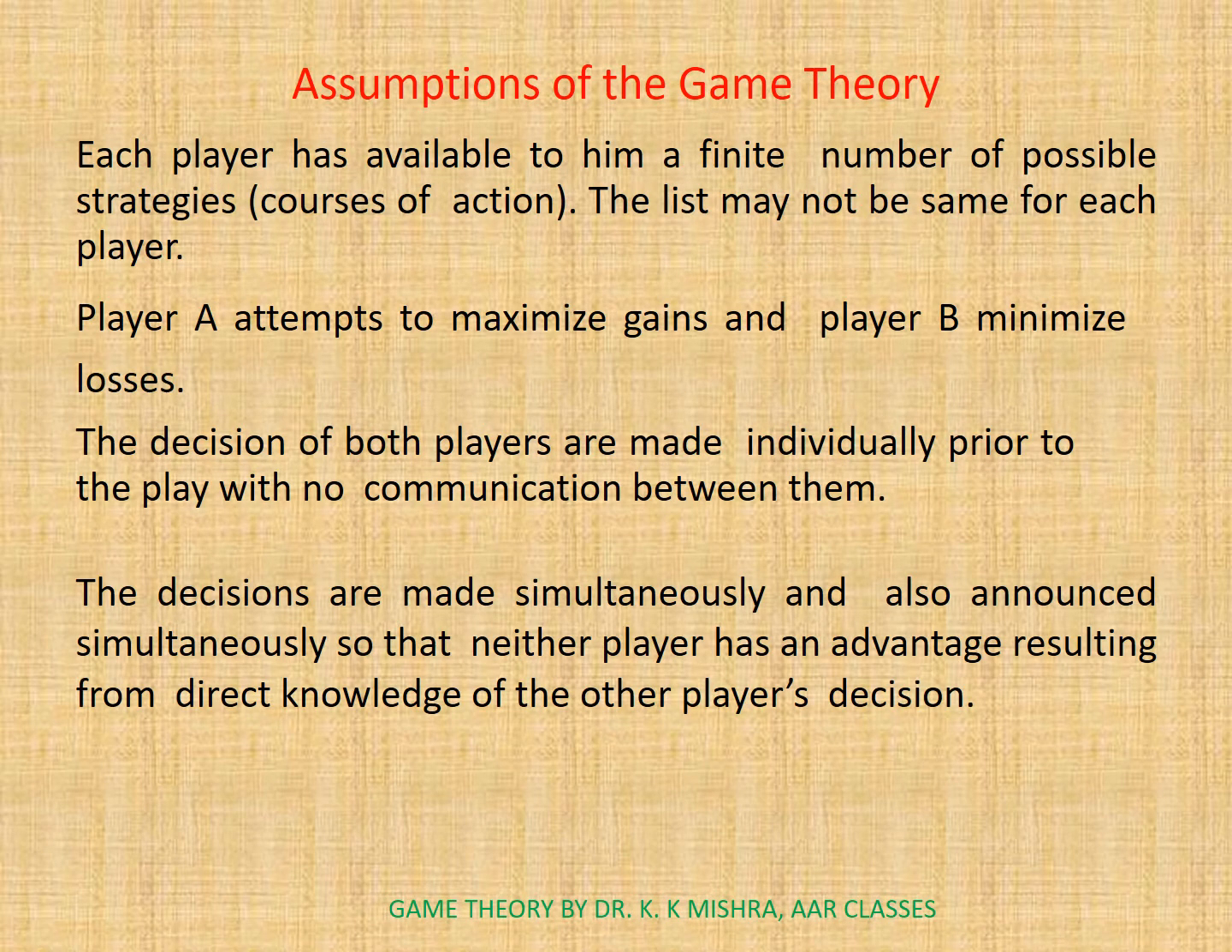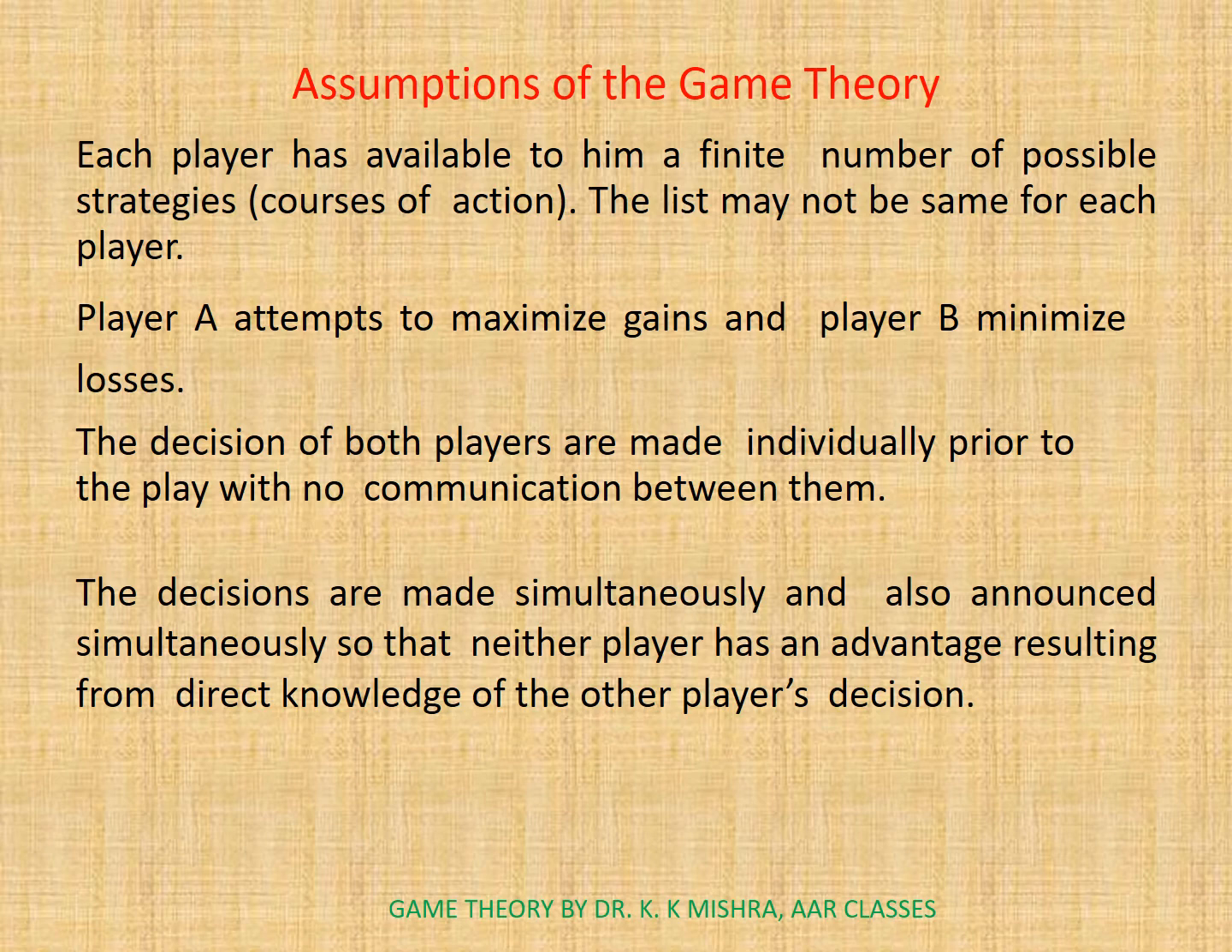Now we'll talk about the assumptions of game theory. Here, each player has available to him a finite number of possible strategies, again, courses of action. The list may not be the same for each player. Player A attempts to maximize gains and B to minimize losses. The decisions of both players are made individually prior to the play with no communication between them.